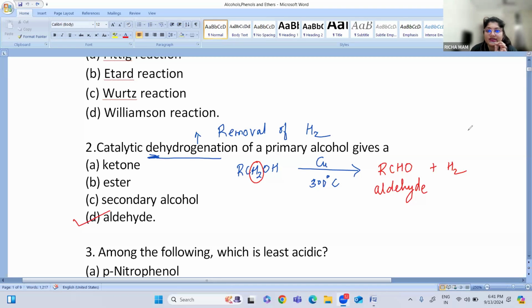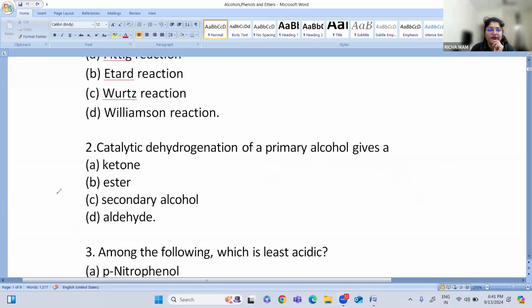So let me see who all have answered as D. Yes, Asma has answered. Shri Varuni has answered. Amulya has answered. Lubna has answered. Okay, very good. Preeti has answered. Yes, Raichur College has answered. Very good. So D is the answer. When we do dehydrogenation, that is, removing the hydrogens, we get an aldehyde. Okay, so let us go for the next one.